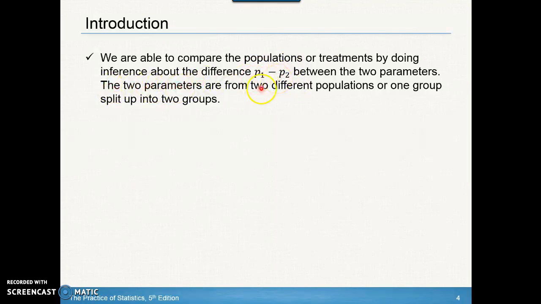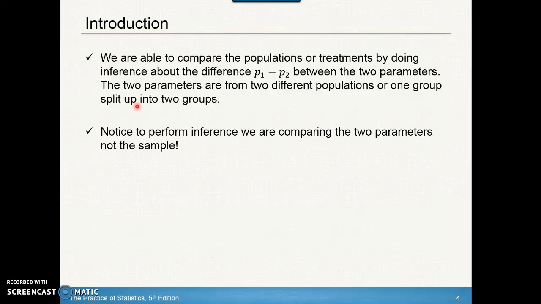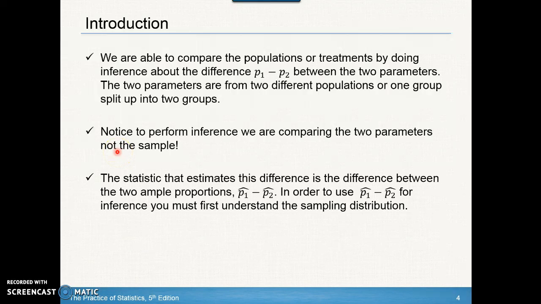The two parameters are from two different populations, or one group split up into two groups. We'll talk about what that means. Now, notice that to perform inference, we're comparing the two parameters. Once again, we don't look at the samples, we're taking a look at the populations. The statistic that estimates the difference between the two proportions is P hat 1 minus P hat 2. In order to use P hat 1 minus P hat 2 for inference, we have to understand what the sampling distribution is going to look like.